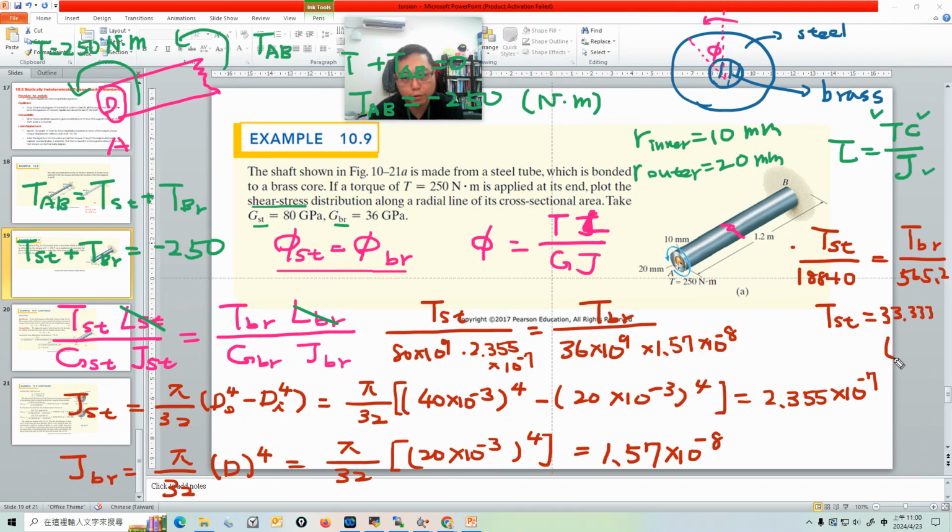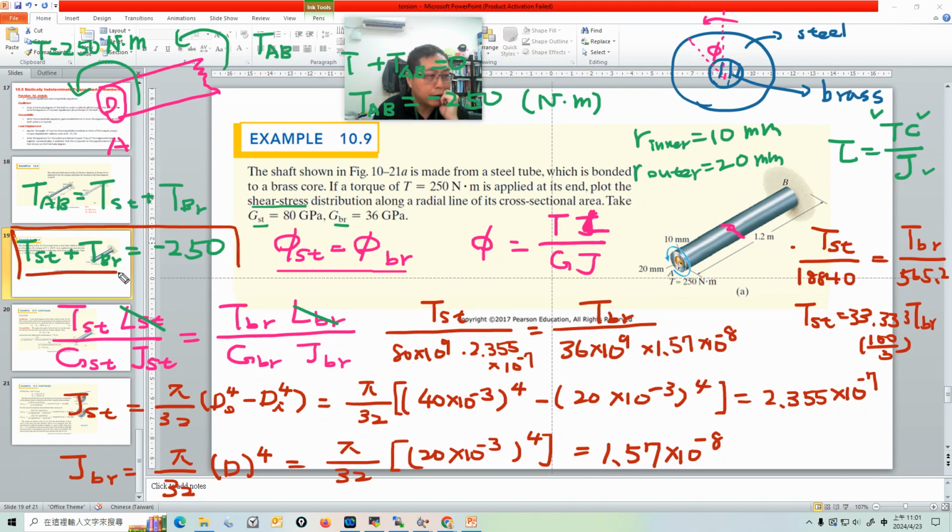Looks like 100 divided by 3. Okay, so sorry, TST is equal to 33.333 TBR. TBR is 100/3. So we have this relation between TST and TBR, and we have TST plus TBR is equal to minus 250. So can we solve TST and TBR? Of course, we can solve TST and TBR.